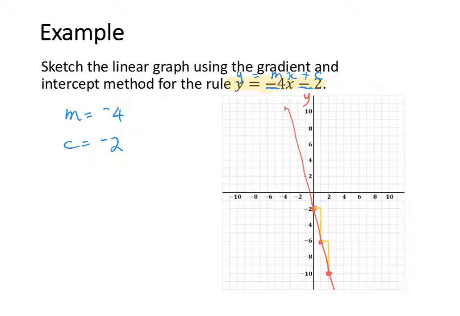Once I've drawn the straight line, I can go ahead and label it with the rule from the question: y is equal to negative 4x minus 2. And that's an example of how I can draw a linear line on a Cartesian plane using the gradient intercept method.